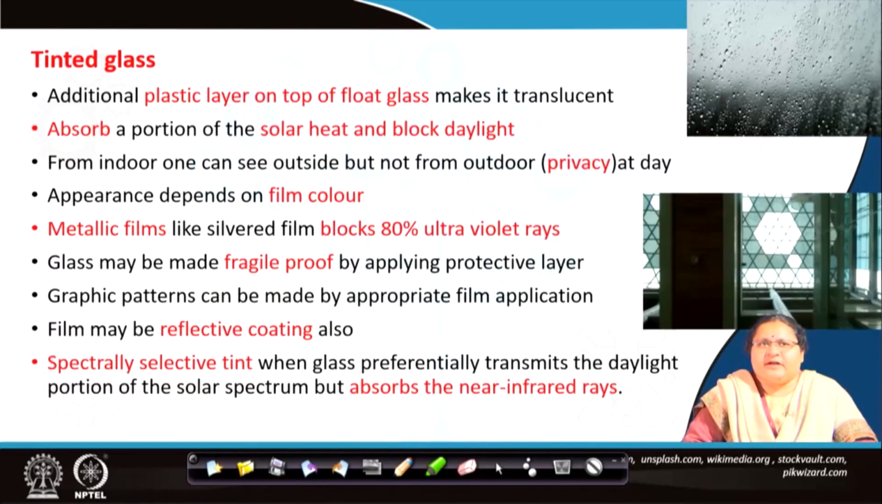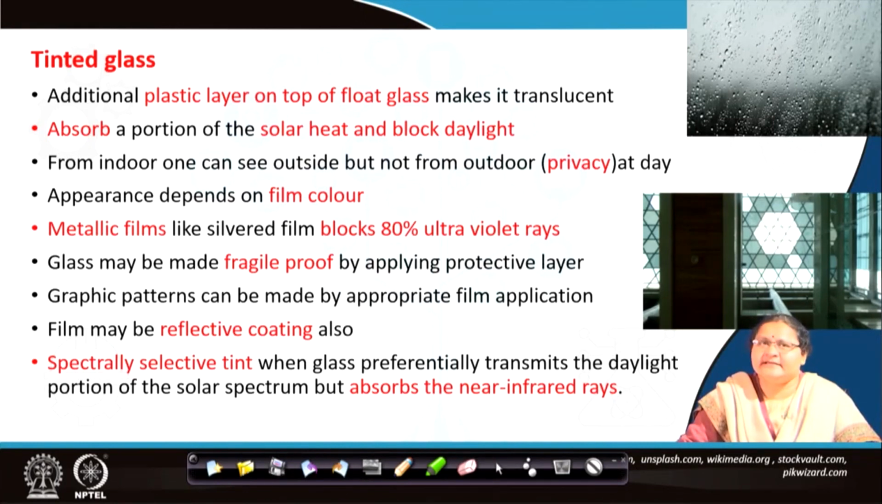We have another type of glass, tinted glass. Already there is a sheet glass wall, you can stick something on top of it. It is an additional plastic layer on top of float glass or plate glass to make it translucent. So, nothing had been planned here. These are stuck on top of it according to the pattern they wanted, and they have created this kind of pattern on the facade. Because the plastic layer is there, it will absorb a portion of solar heat and block some amount of daylight. So, 100% daylight will not enter.